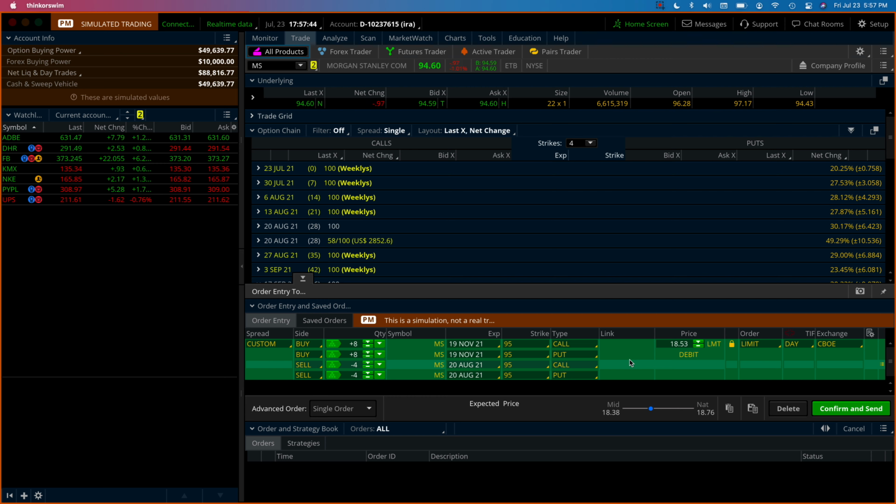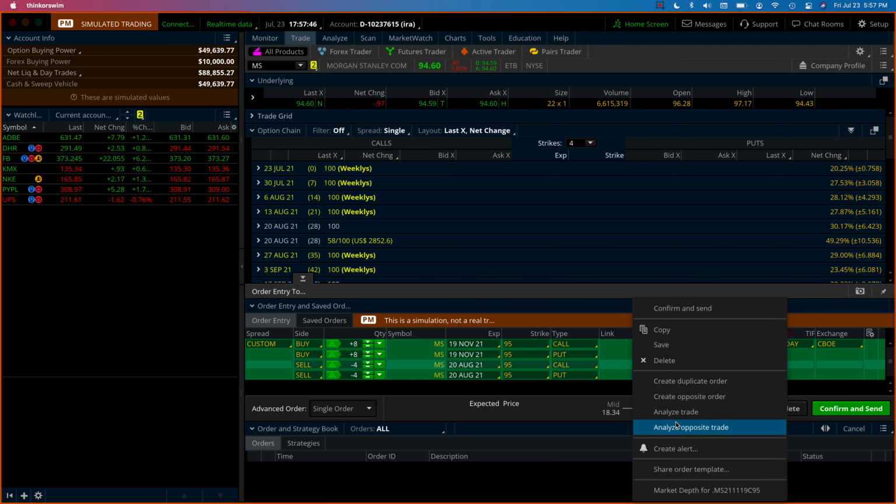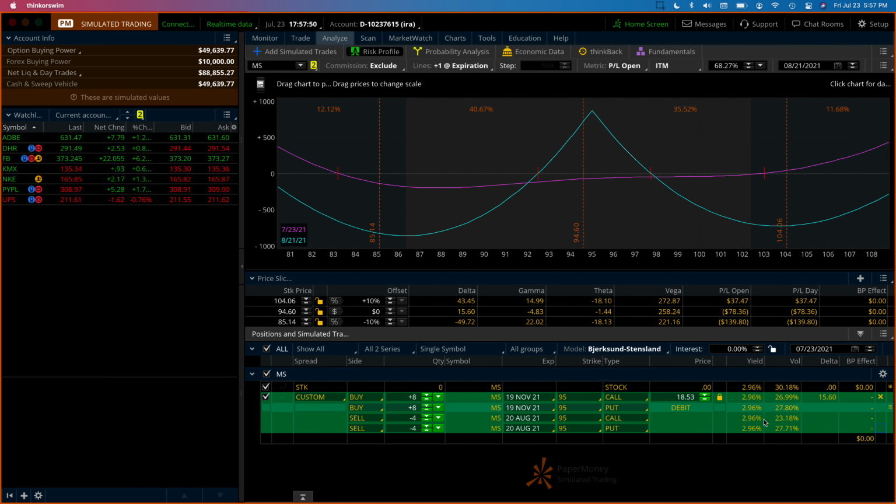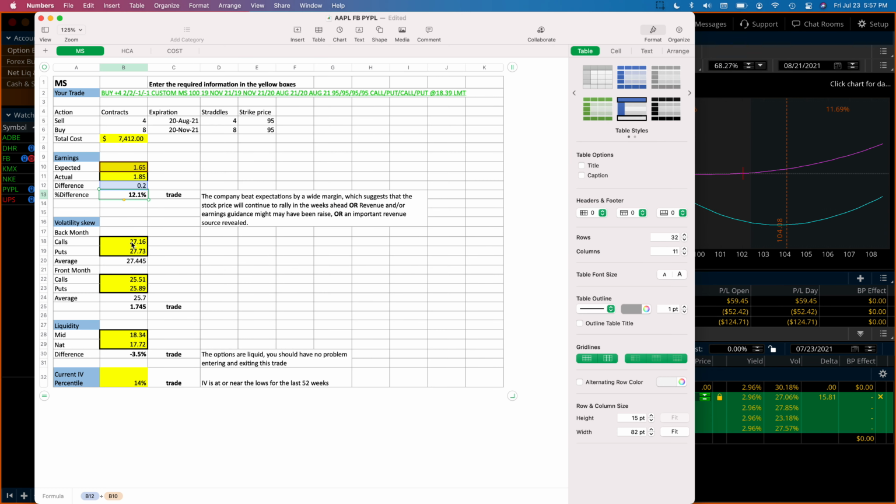trade here, and let's analyze it, analyze trade, and here it is. We have here the volatilities of the back month options first, and then the front month options second. And I write them down here. Front month, 25. It's changed a little bit since I started doing this, but that's fine.